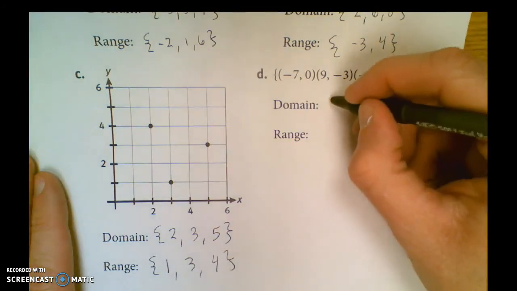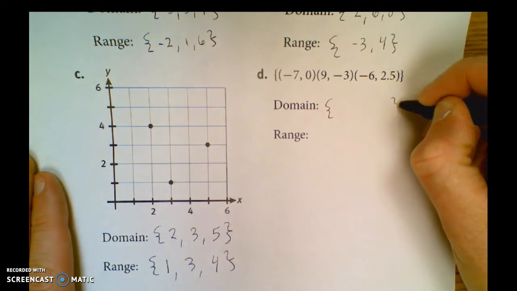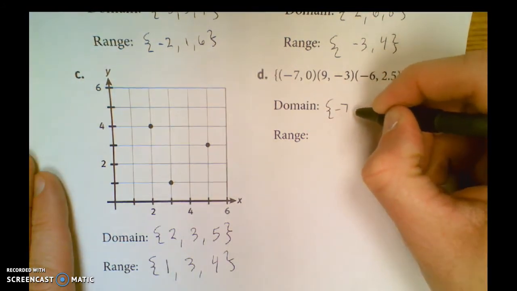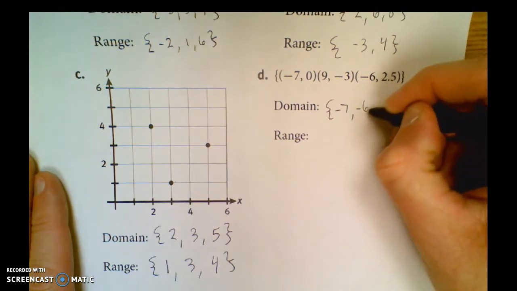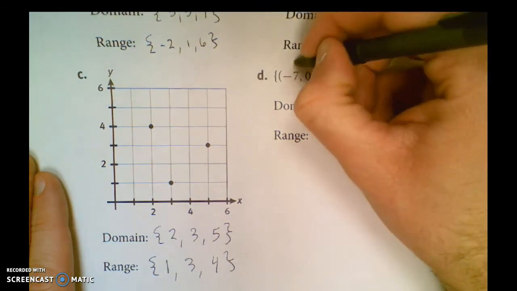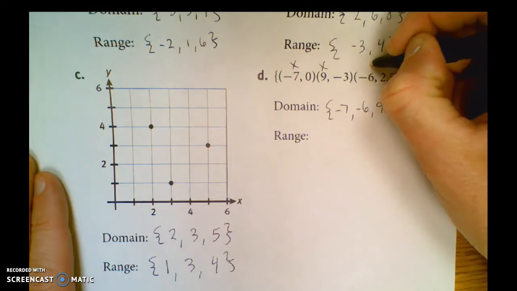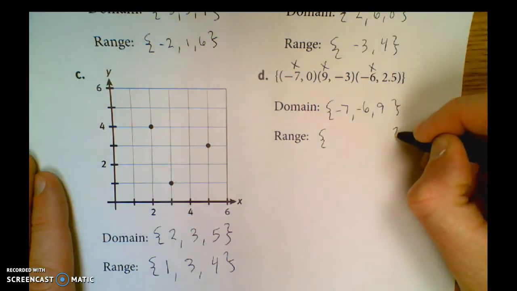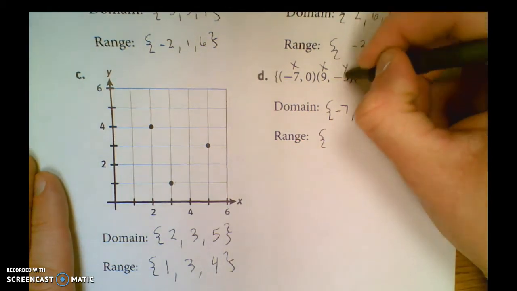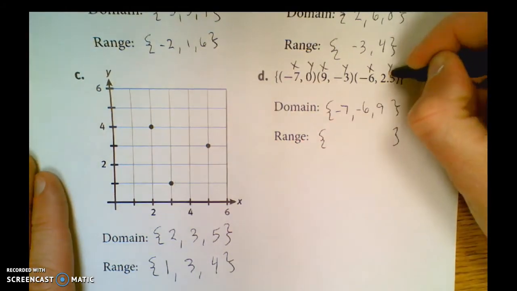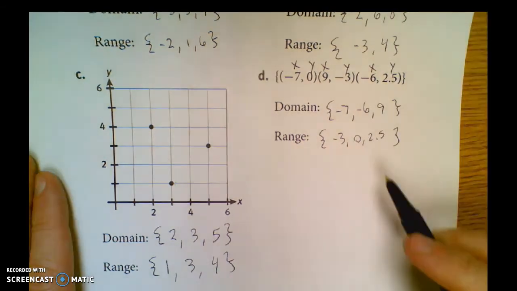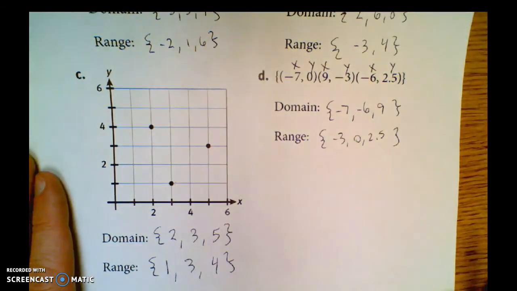From coordinates, you can also figure out the domain and the range. So listing my coordinates, I've got -7, -6, and 9, because these are all my x values. My range is my y values. So that's -3, 0, and 2.5. Again, make sure we put those numbers in order from smallest to greatest.